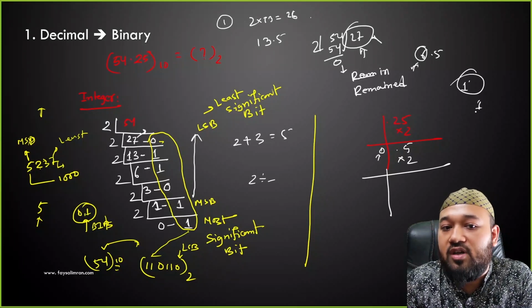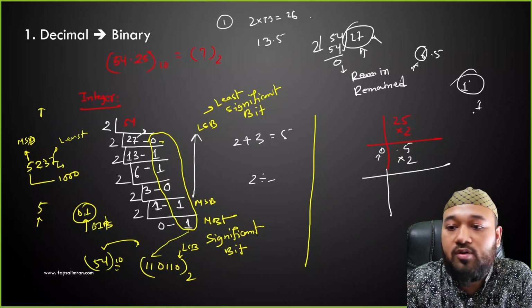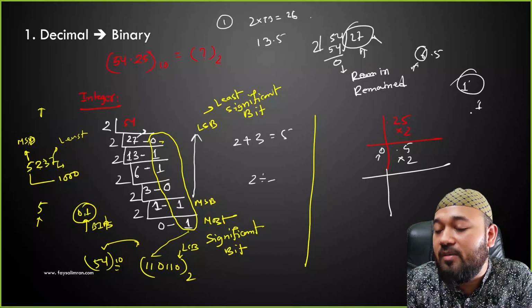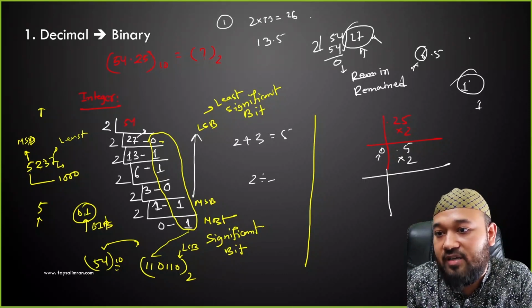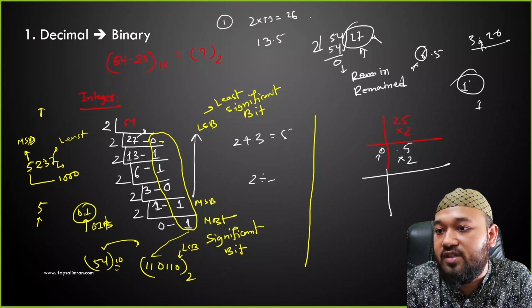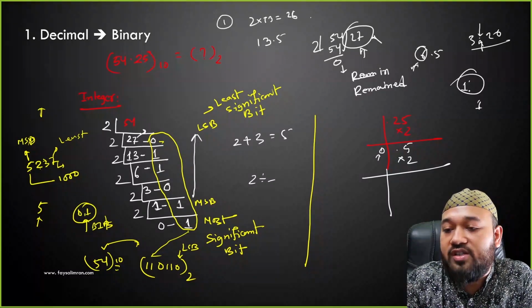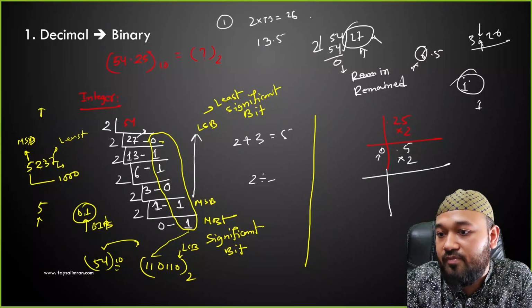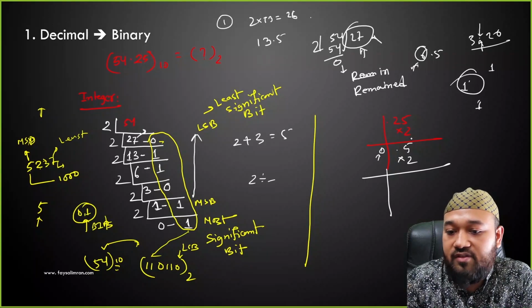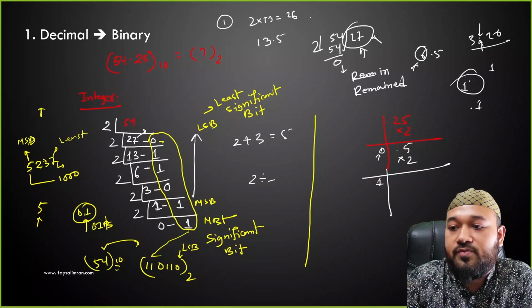What is a fractional value? A fractional value means a value which contains a decimal point or radix point. That means 3.26 is a fractional value because it contains a point. But this one does not contain any fractional value, that means it is an integer value. That's why we put it here, 1.